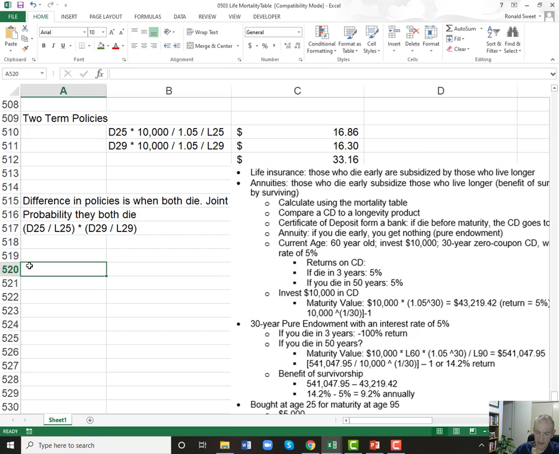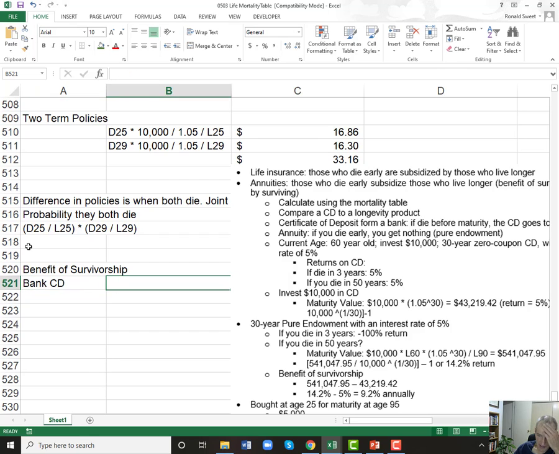So let's say you have two products. This is the benefit of survivorship. So let's say we've got a bank CD. A bank CD does not have any benefit of survivorship. If you buy it and you die, your estate gets it. If you live, you get it. So either way, you get all the money. So on a bank CD, we want to figure out how much that might be worth at the end of the period of time.